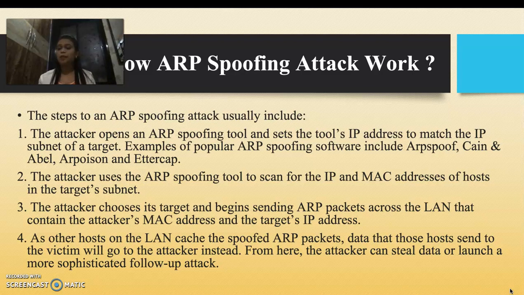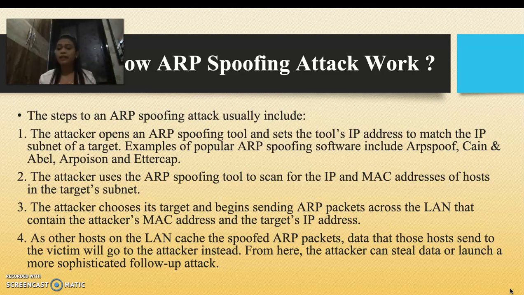So what exactly is step 2? Once the attacker fetches the IP address, with the help of the ARP tool he will scan the IP address and the MAC address of the host or target system. After mapping it, he will choose the target. The attacker chooses his target and then begins sending ARP packets along the LAN. Obviously the system will be connected to the internet. Once the IP address of the target system is traced, he will try sending packets over the internet and create a load on that particular LAN.